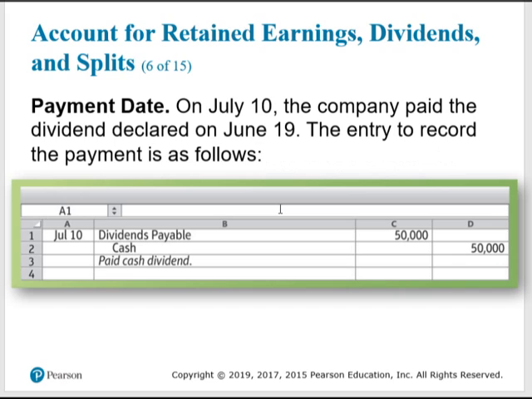The payment date is the day the dividend is actually paid. The journal entry to record that is a debit to dividends payable and a credit to cash.